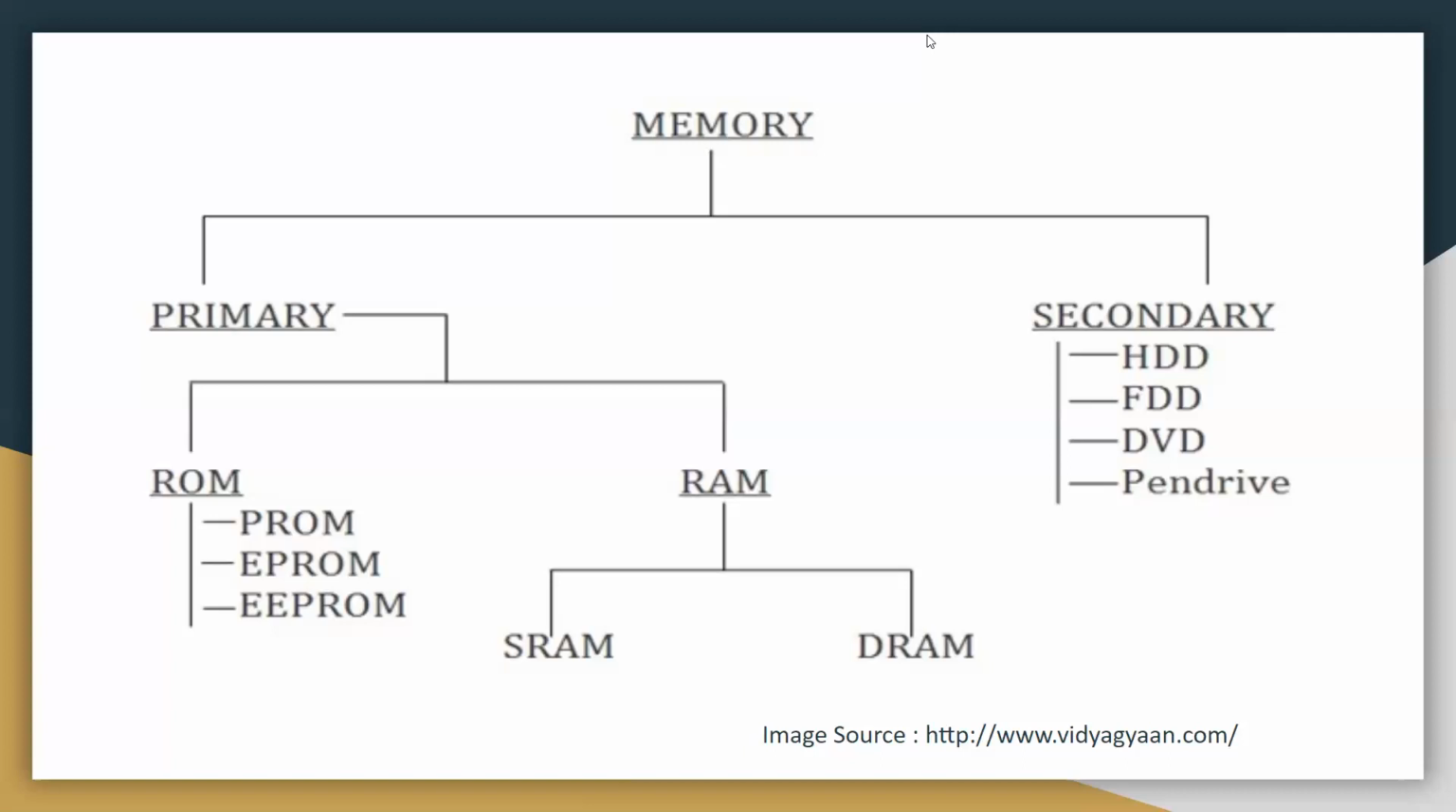In SRAM, you have 6 transistors but no capacitor. But here you have one capacitor and one transistor. So we can conclude that DRAM has a short data lifetime, needs to be refreshed continuously, and is slower than SRAM.